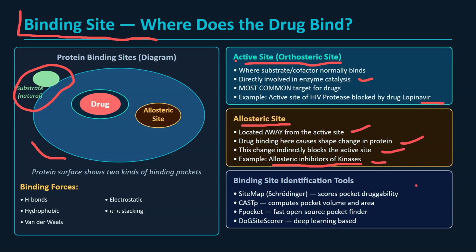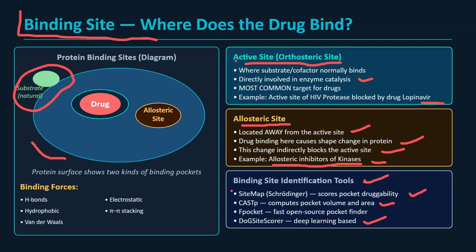So now, how do we find these binding sites? It is important to find them. We use different software like SiteMap, CASTp, fpocket, and DoGSiteScorer. These are the different binding site identification tools.